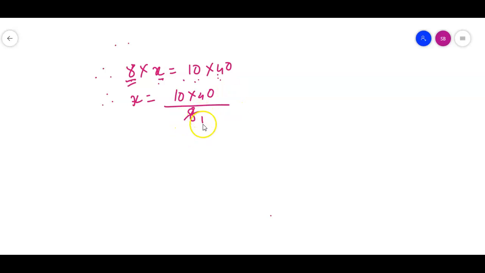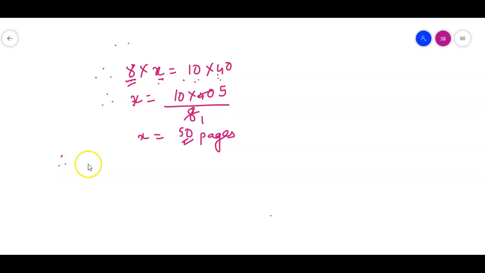Now we can see 8 ones are 8 and 8 fives are 40. We have divided it like this. So, now 10 into 5 is 50. So, how many pages will Mohan Rao have to read? Therefore, it is 50 pages actually. You can write over here.